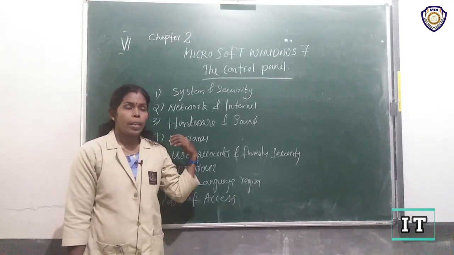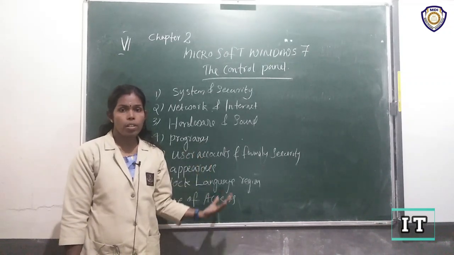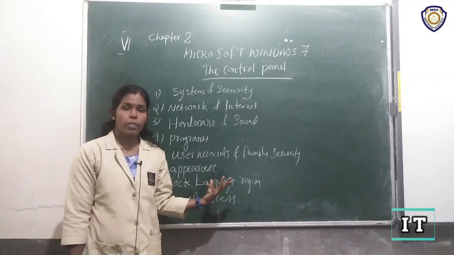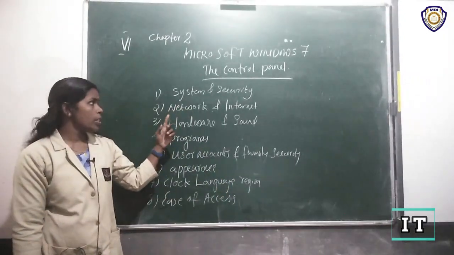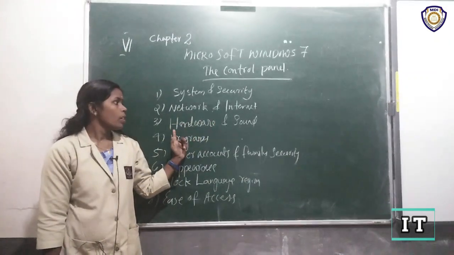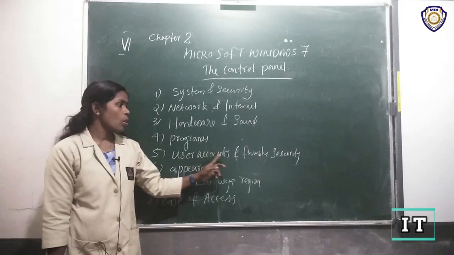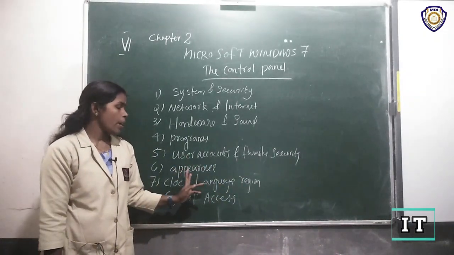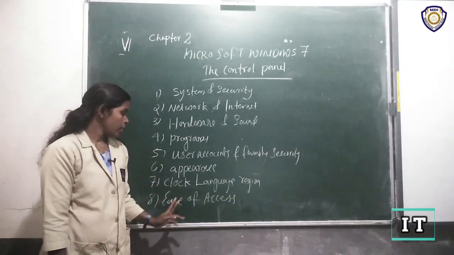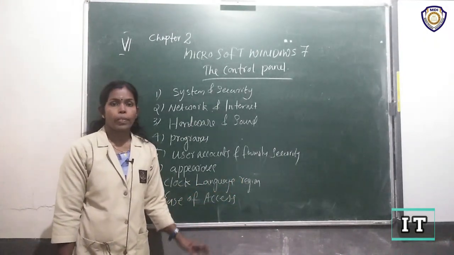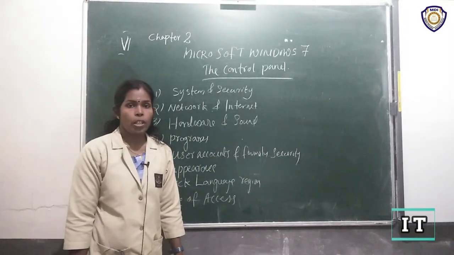There are mainly these 8 options in control panel to set the overall settings to control the Windows operating system: system and security, network and internet, hardware and sound, programs, user accounts and family security, appearance, clock, language, region, and ease of access. These are the 8 divisions.